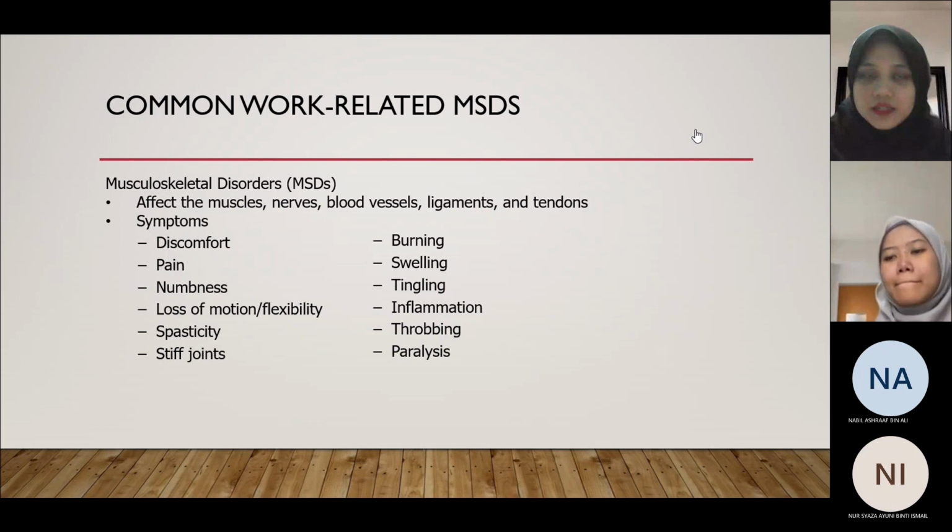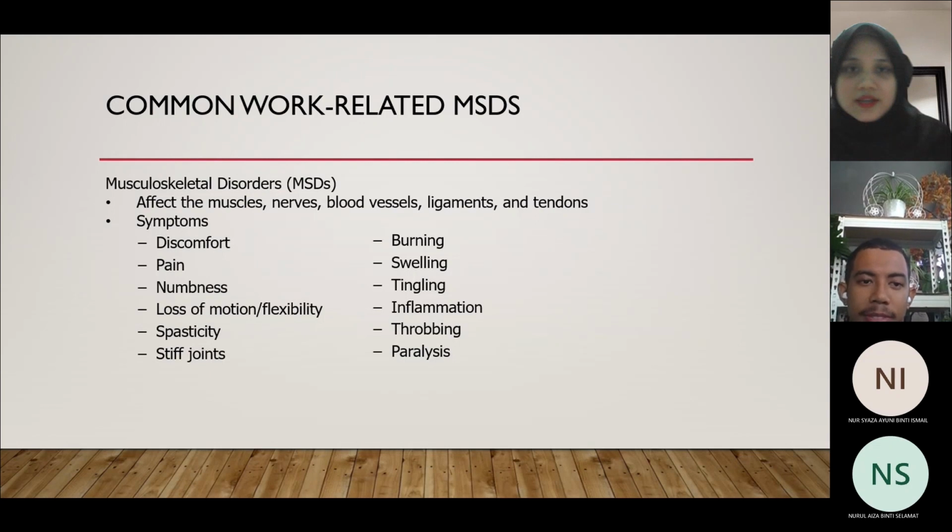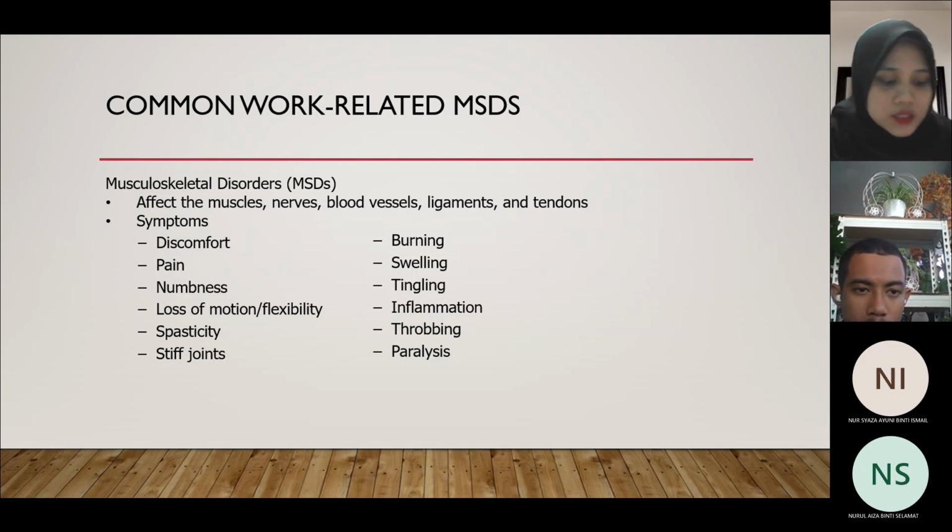Okay, this slide is about common work-related MSD. The common work-related MSD affects the muscles, nerves, blood vessels, ligaments, and tendons. In order to identify this MSD, we need to know the symptoms first, which are discomfort, pain, numbness, loss of motion or flexibility, spasticity, stiff joints, burning, swelling, tingling, inflammation, throbbing, paralysis.